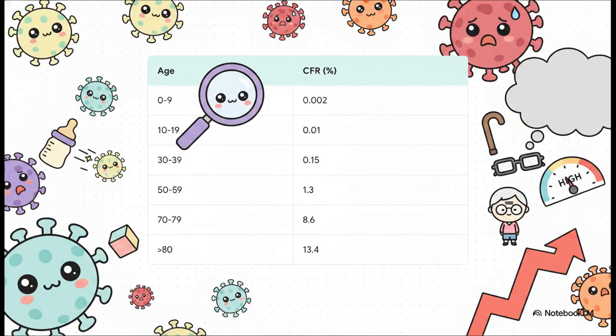But here's the catch: a single CFR number can be a totally misleading clue. Lethality is almost never just a flat rate. If you look at COVID-19 data, the case-fatality ratio shifts massively depending on demographics. For kids aged 0 to 9, it's a microscopic 0.002%, but for adults over 80, it skyrockets to 13.4%. So disease detectives can never just treat an entire population like one uniform blob.